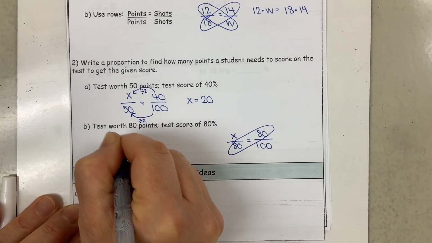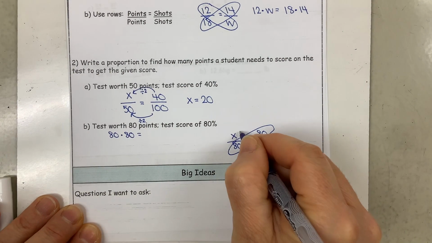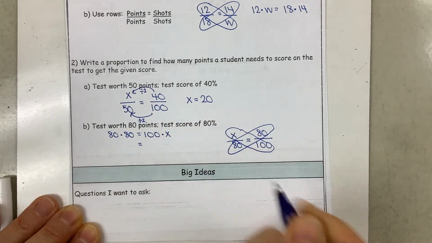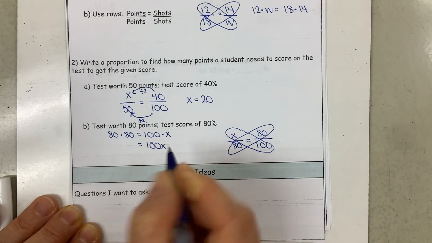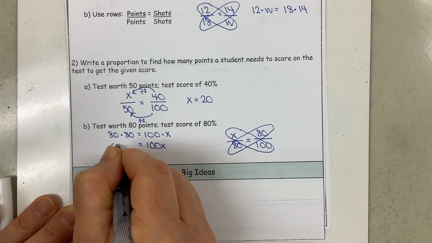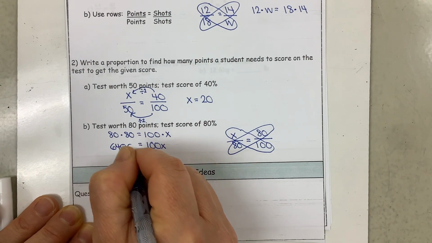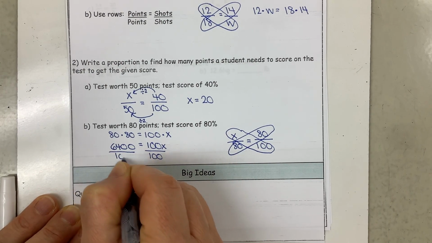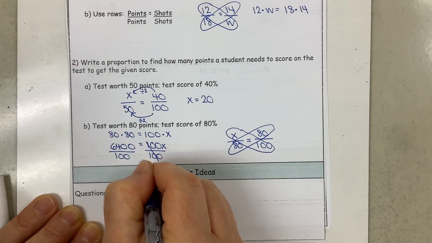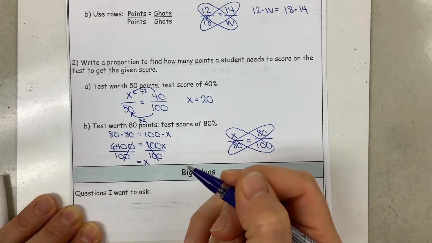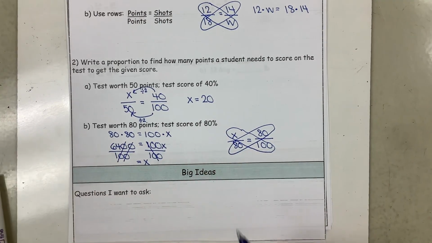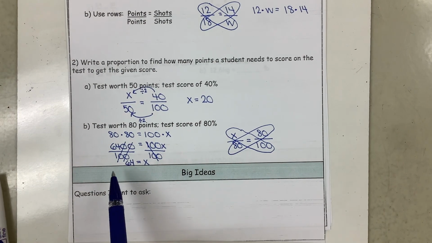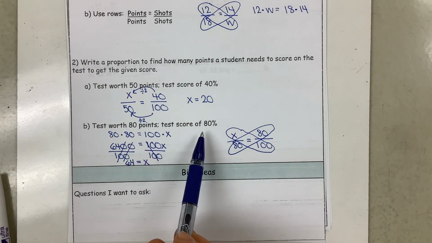80 times 80. Okay. And that's going to equal X times 100. I can simplify this to 100x. I know 8 times 8 is 64, and I have 2 zeros. Now to get x alone, I have to divide both sides by 100. That way I am left with x equals, well, we can divide the two sets of zeros because there's a 0 in the numerator and the denominator. And I find that my x equals 64. I need to score 64 points out of an 80-point test to get that 80%.